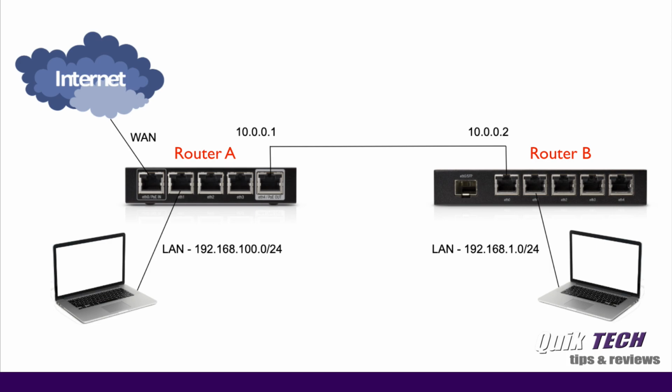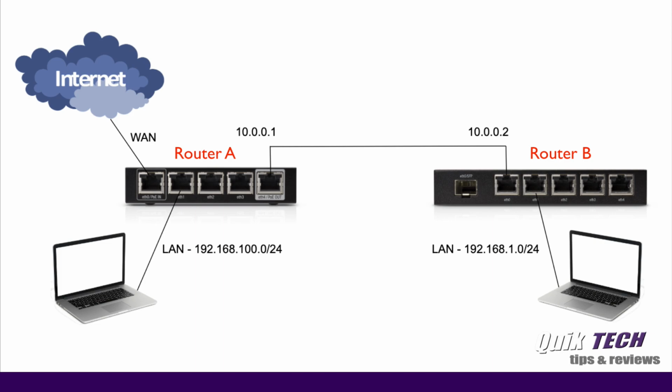Over on the right side, we have a local area network hanging off of eth1, and then we have created a network between the two routers. On router A, we're using port 4, and on router B, we're using eth0. And we assigned an address to router A, eth4, of 10.0.0.1, and router B, eth0, 10.0.0.2, hence creating a network between these two routers.